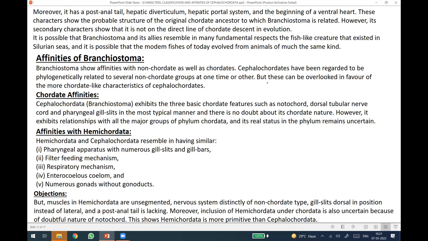Post anal tail is lacking in hemichordates. Moreover, inclusion of hemichordata under chordata is also uncertain because of doubtful nature of notochord. This shows hemichordata is more primitive than cephalochordata.